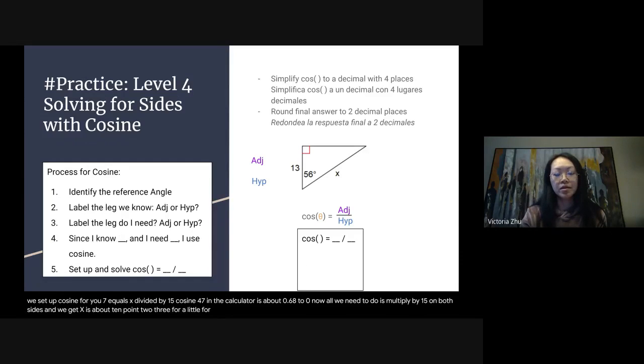For our level 4 question, go ahead and pause here, set up very carefully, and you can follow similar processes as before.